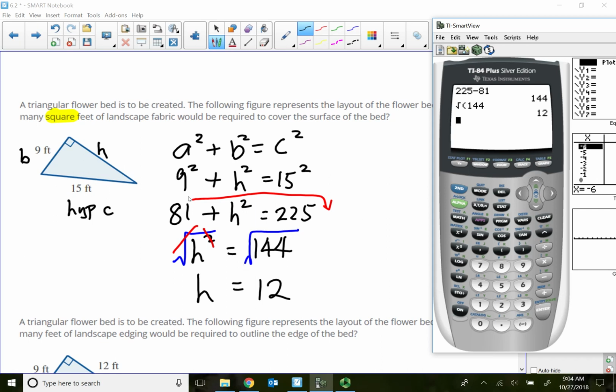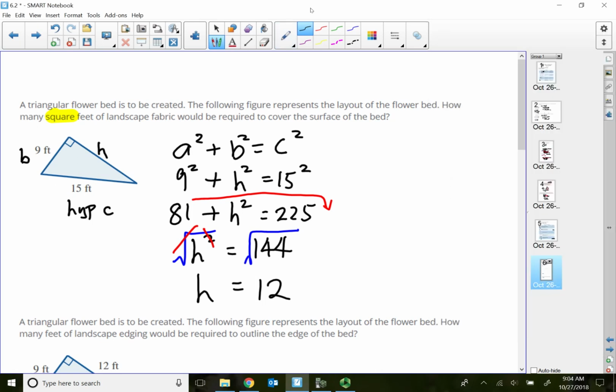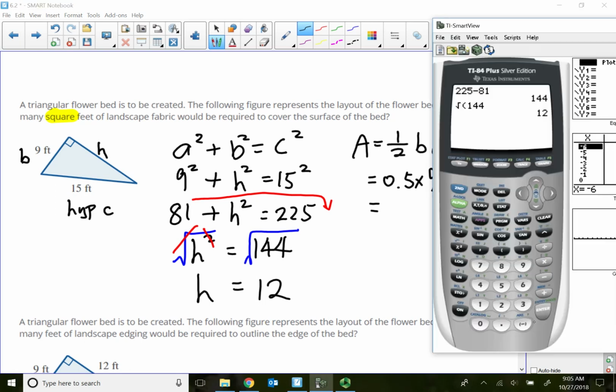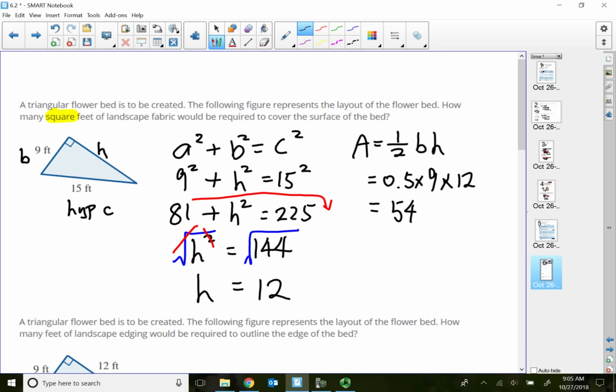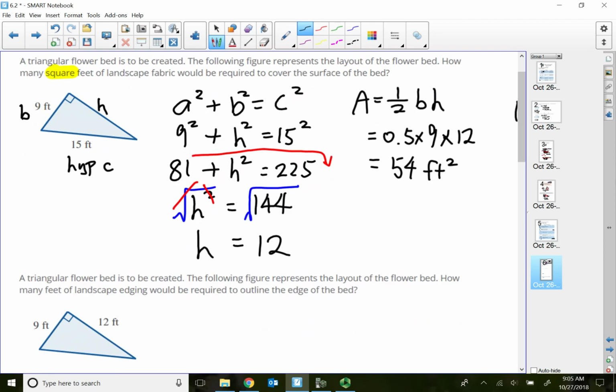All right, so now I got my height, I got my base. Now I can find my area. So my area of the triangle is half times base times height. So that will be 0.5 times 9, the base, times the height I just found to be 12. So that will be 0.5 times 9 times 12, which is 54. All right, so that will be 54 square feet. So we're going to use the Pythagorean Theorem to find my height in this case.